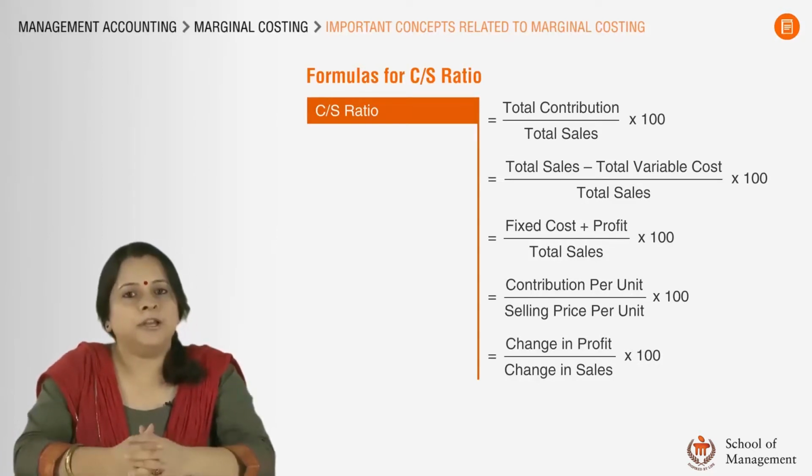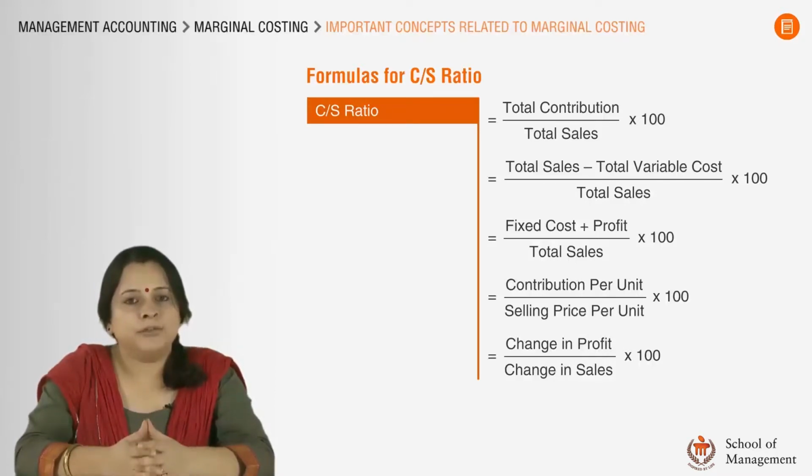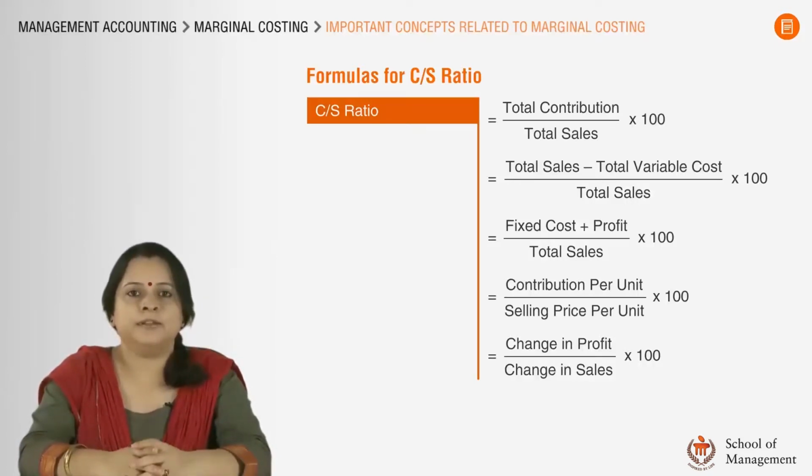So, which formula are you supposed to use when you have to calculate the CS ratio? Well, the answer depends on the information that is given in the problem. Depending on the information given, you will have to figure out which of these formulas you will need to apply to get the answer. If all relevant information is given, then you can use any formula to calculate the CS ratio.